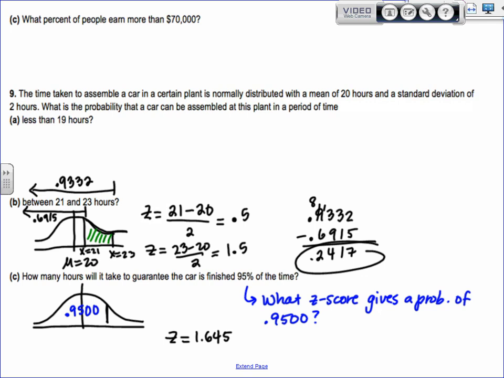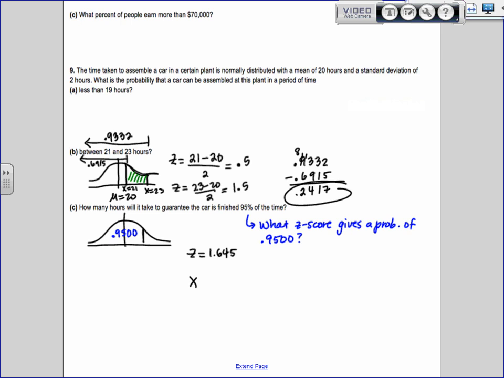All right, so we have the z-score, so now we need to find the x. x minus mu over the standard deviation gives you your z-score. So I have 1.645 equals x minus mu, which was 20, over the standard deviation, which was 2. So I'm going to multiply the 2 over, and then I'm going to add the 20. So 23.29 hours.